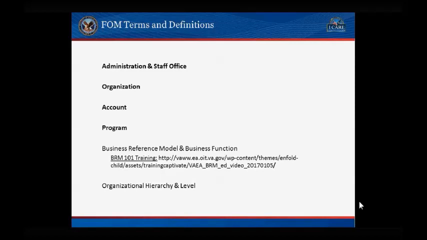For the purposes of the FOM application, the term program refers to the program list developed by the Office of Management. The business reference model is a graphical, hierarchical representation of the functional aspects of the core business of the department. Please follow the BRM 101 training link for further training and instruction on VA's business reference model. A level represents a tier at which an organization resides in the VA's organizational hierarchy. Level 0 is the overall Department of Veterans Affairs. Level 1 includes all administrations and staff offices. Level 2 and below are made up of all other organizations.